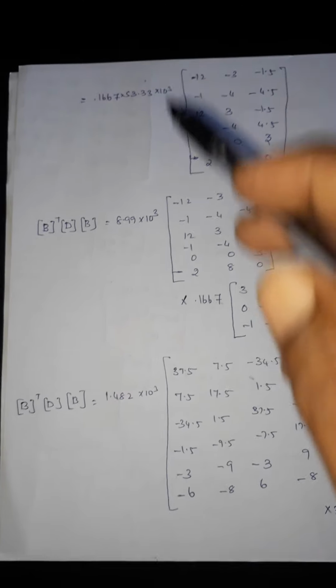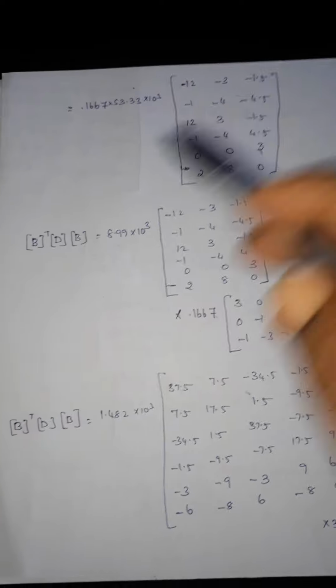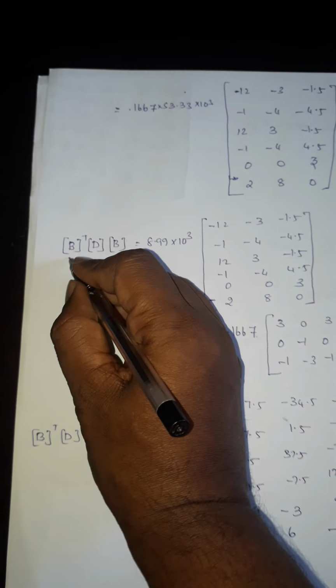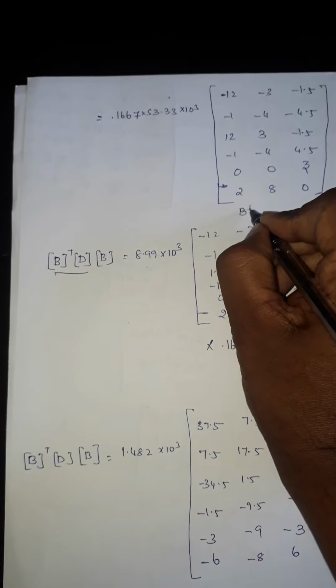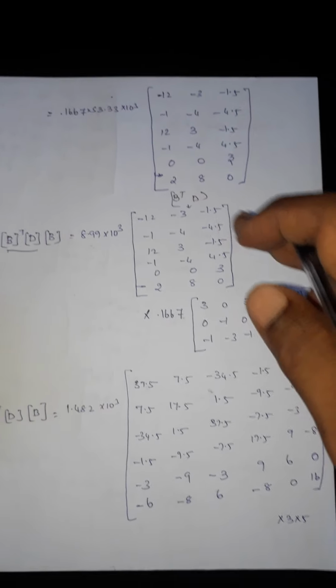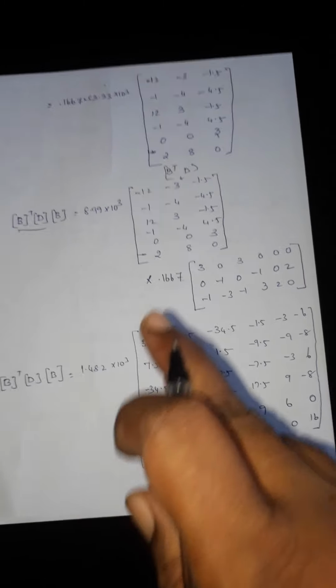So now we have to find it out. B transpose D is this value, and B is this value. B transpose D is this value, multiplied by the B matrix. I got this. Now I have to multiply A into T, so three into five. This is A into T here. I got the stiffness matrix. So that's all for the stiffness matrix.